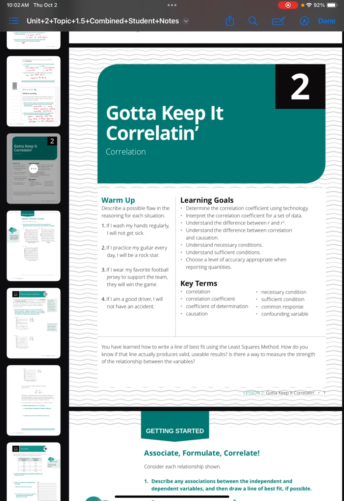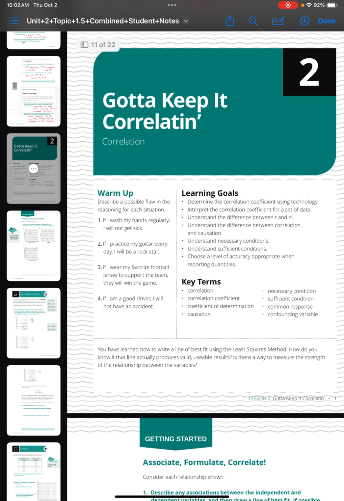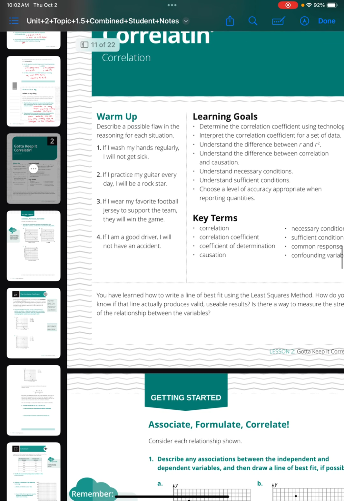All right, beginning lesson 2 in our linear regression topic, looking at correlation today. Beginning on this warm-up, describe a possible flaw in the reasoning of each situation. First one, if I wash my hands regularly, I will not get sick.